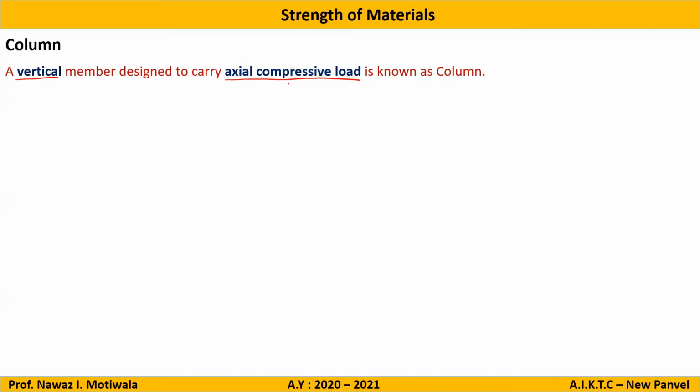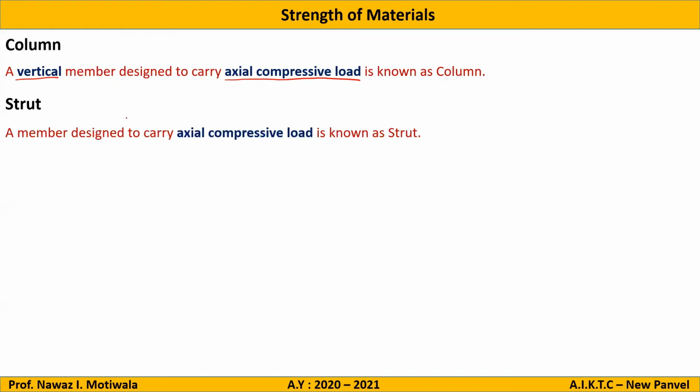Then the next term which I want to show you is the strut. So what is the difference between column and a strut? Column, as you can see, is a vertical member. Strut will be an inclined member. So you can say a member designed to carry an axial compressive load is known as the strut. A strut which is at any angle apart from vertical is designed to carry an axial compressive load. And when it is vertical, it will be termed as a column.